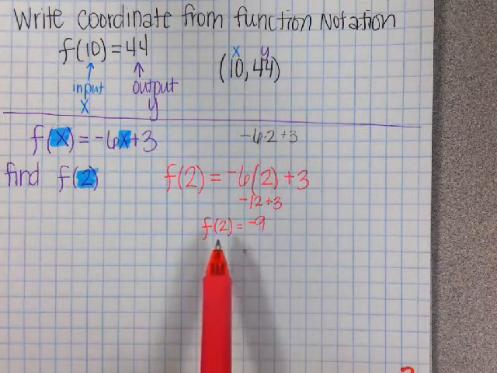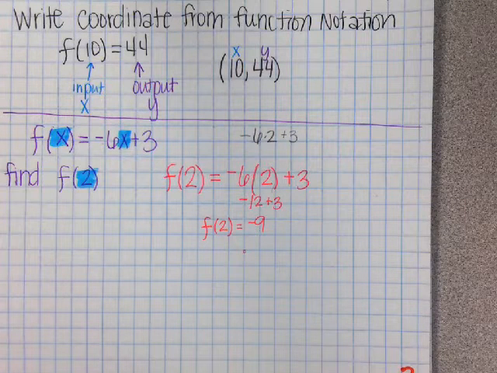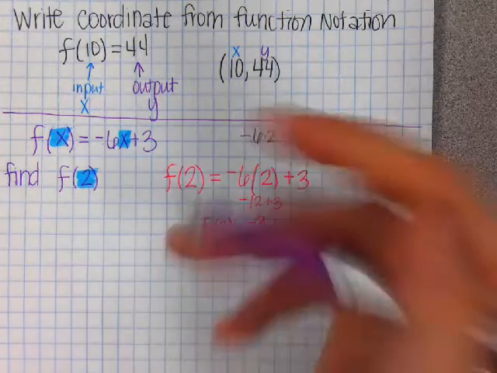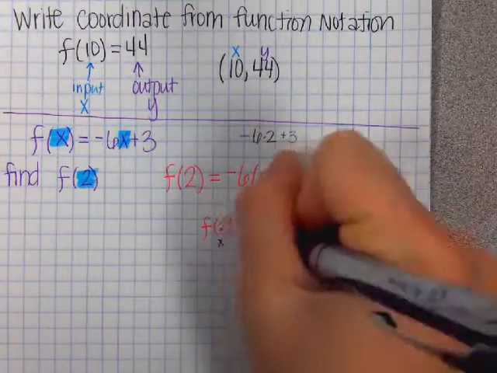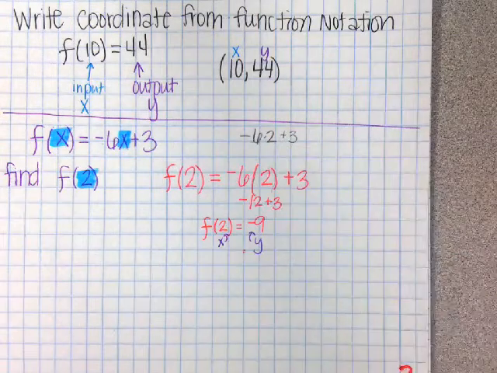Now, I'm going to ask a question, I just want you to think about it. Is the 2 the input or the negative 9 the input? So the 2 is the input, so again, this is x, this is y.